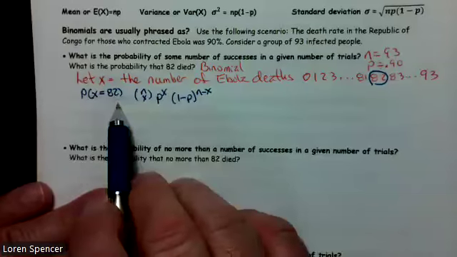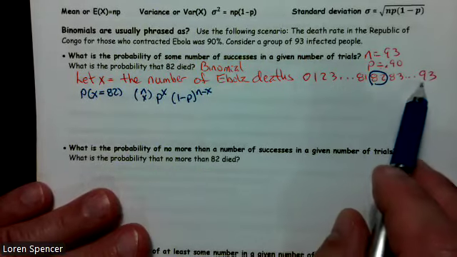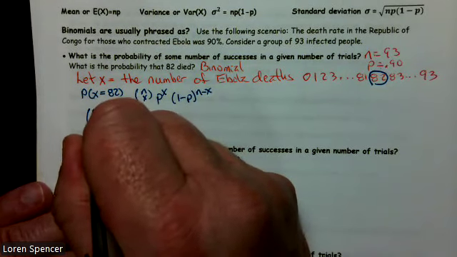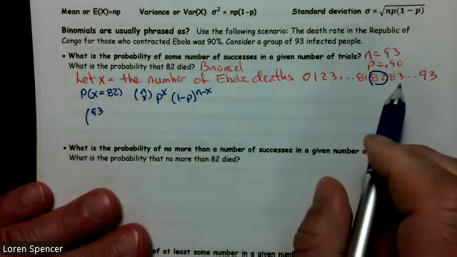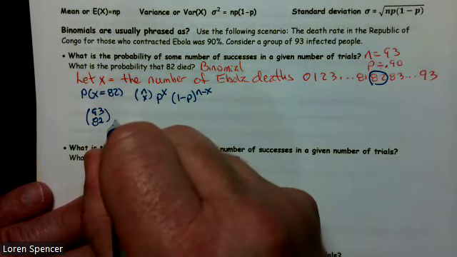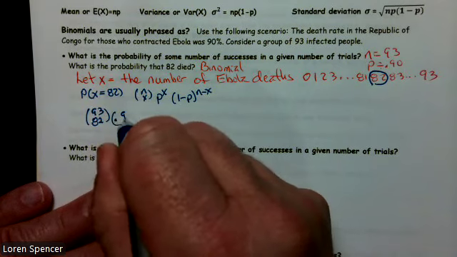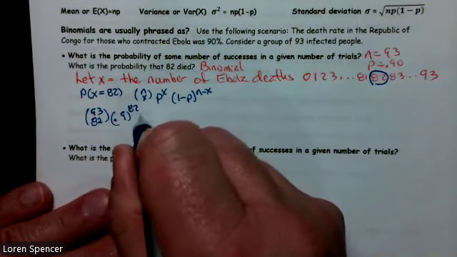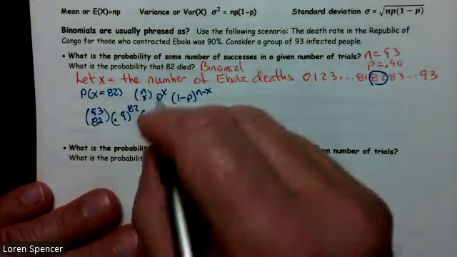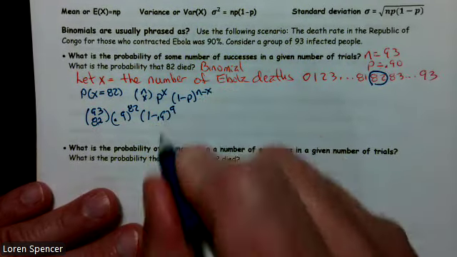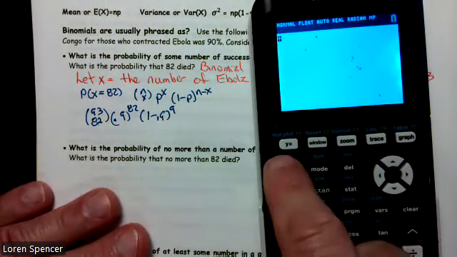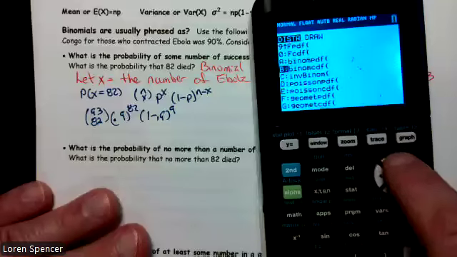So the next thing I need to do is plug in. Well, my sample size is 93, so that's my n. So 93 choose, and we want 82 as our x. And we have 0.9 to the 82nd, 1 minus 0.9, and 93 minus 82 is 9. So that's our equation. So second vars, binomial PDF.